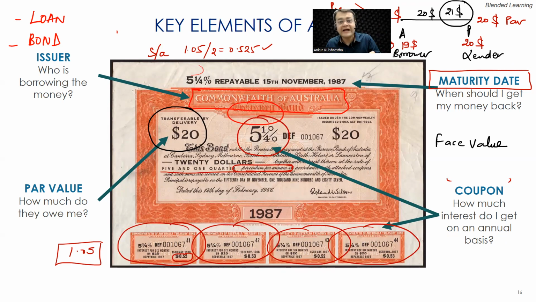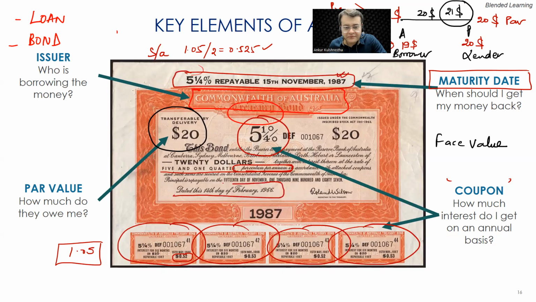Because only after that date can the investor complain to the court of law, and then, let's say, a bankruptcy proceeding can be initiated. So till that date, the promise is due. This date is 15th November 1987 in this case. As you can see, the summary detail here clearly specifies that it's a 5.25% coupon repayable on 15th November of 1987.